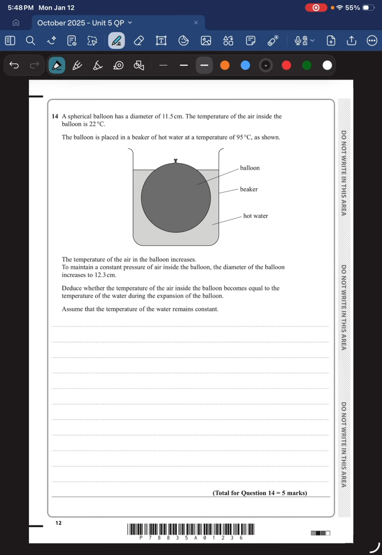A spherical balloon has a diameter of 11.5 centimeters. The temperature of the air inside the balloon is 22 degrees Celsius. The balloon is placed in a beaker of hot water at a temperature of 95 degrees Celsius as shown. The temperature of the air in the balloon increases. To maintain a constant pressure of air inside the balloon, the diameter of the balloon increases to 12.3 centimeters. Deduce whether the temperature of the air inside the balloon becomes equal to the temperature of the water during the expansion of the balloon. Assume that the temperature of the water remains constant.